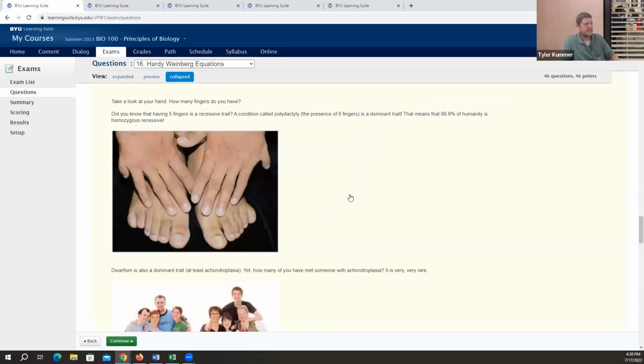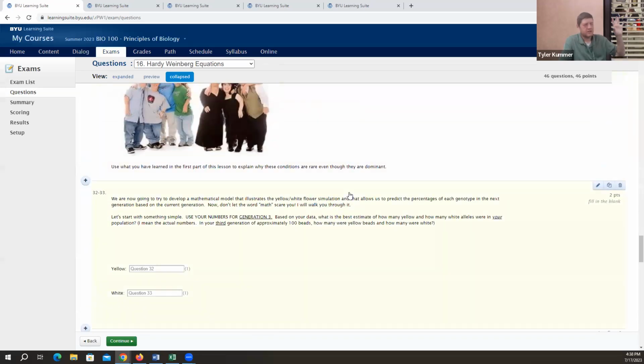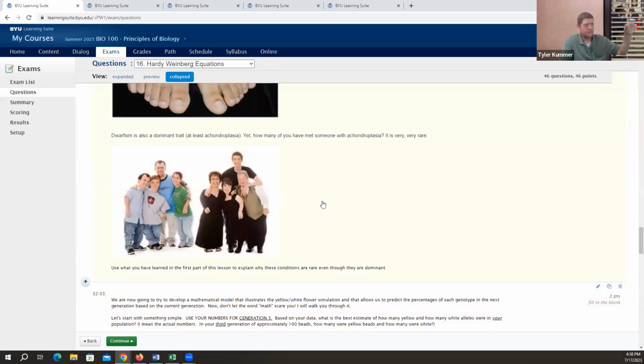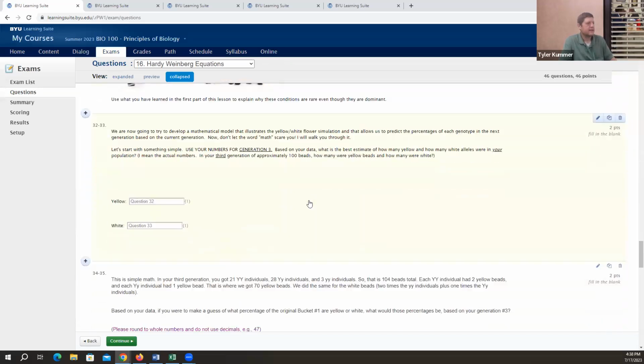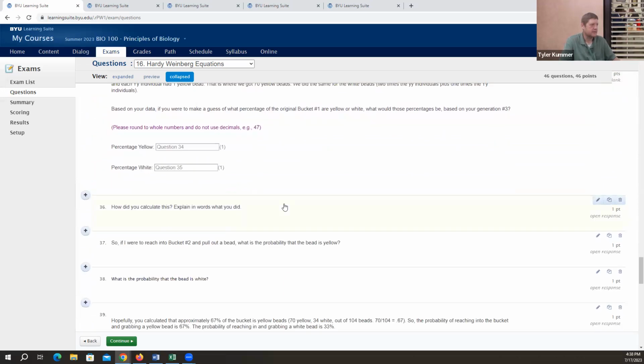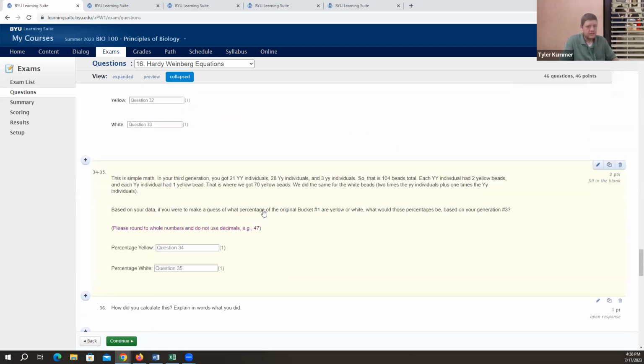And it just gives us an example of some dominant alleles or dominant phenotypes that are fairly rare, right? That's just showing us real life examples of this not taking place. All right. The equations are going to be some key stuff here.